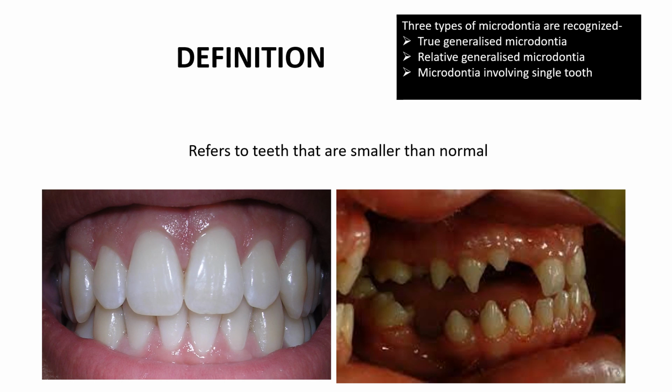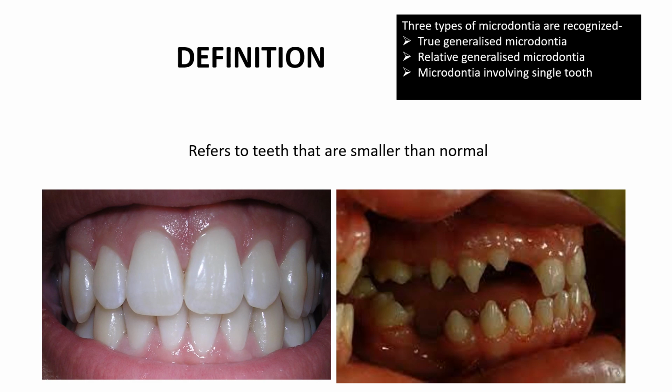Microdont, there are basically three types. True generalized microdont, in which all the teeth of the jaws are smaller in size. Relatively generalized microdont, in which normal or slightly smaller than normal teeth give the illusion of true microdont. Then a single tooth microdont.